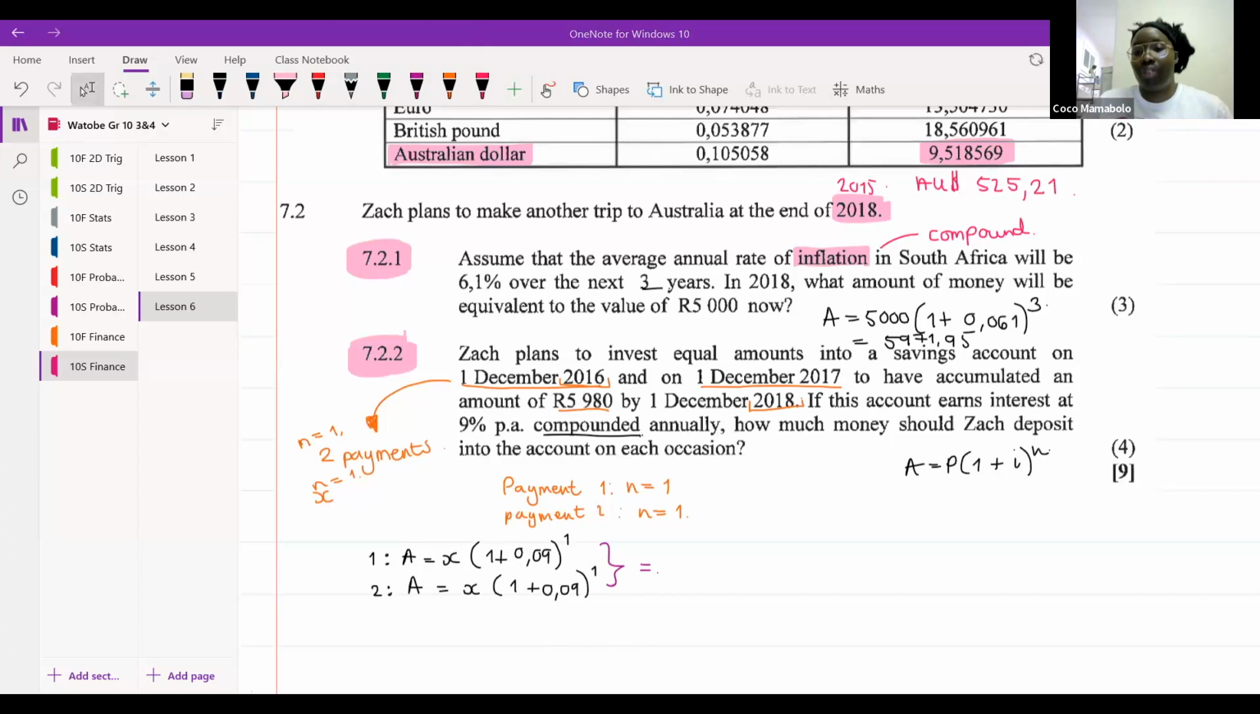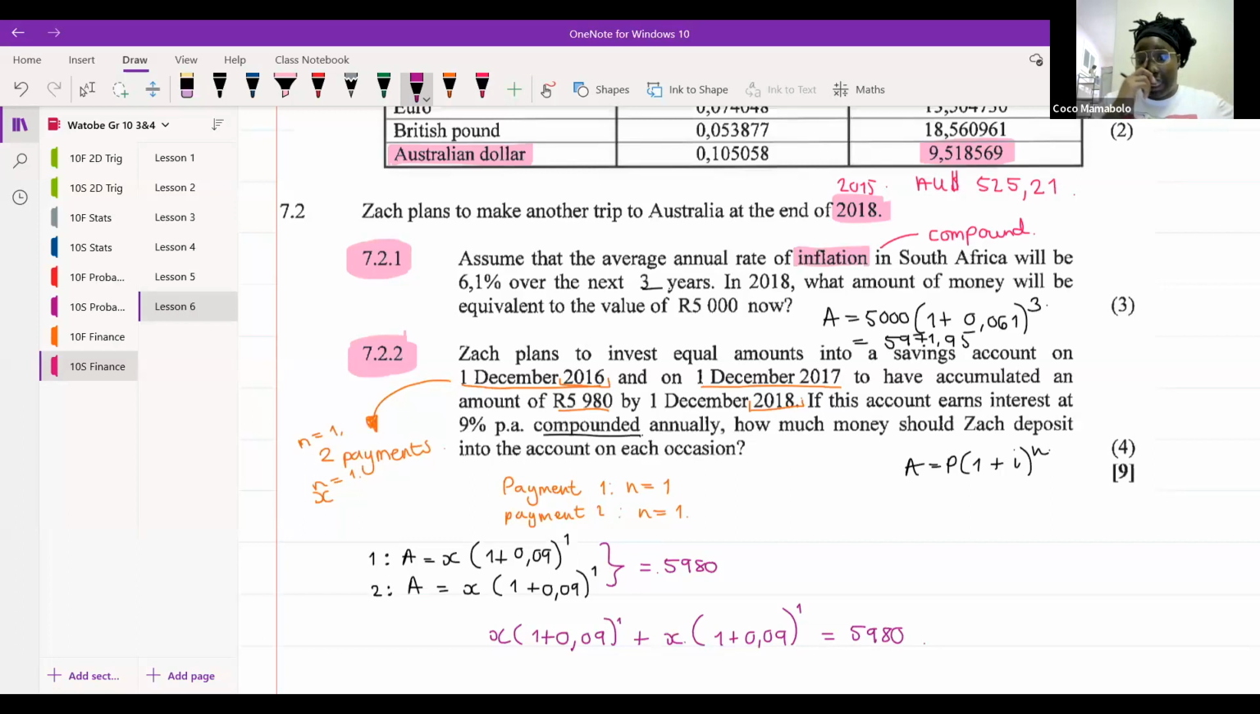What does the answer say? Correct. That's it, Funzo and Nico. Good. It says all of it together must equal 5,980. So we're going to set up an equation where these two payments together give us 5,980. So we're going to go x, open brackets, 1 plus 0,09 of 1 plus another x, open bracket, 1 plus 0,09 of 1. All of this together is going to equal 5,980.